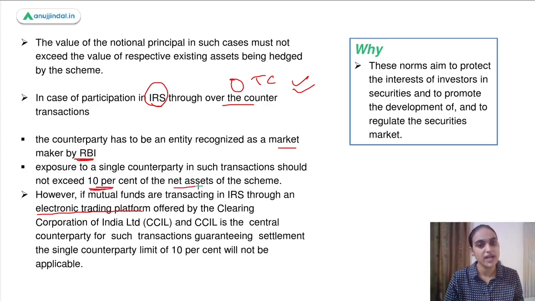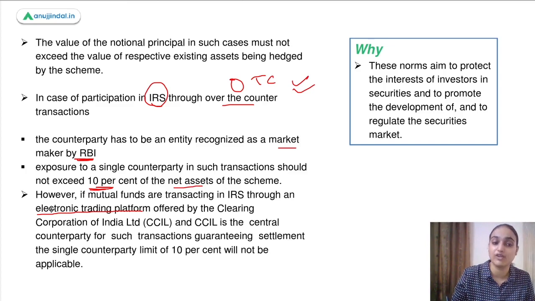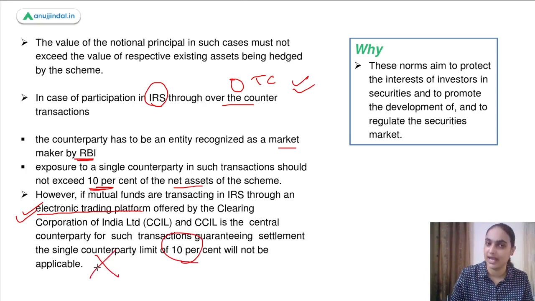So, jo bhi counterparty hai, opposite party hai, jo is contract mein aati hai, wo market maker, RBI se as a market maker recognized honi chahiye, aur single counterparty ka jo exposure hai, wo net assets jo hai, mutual fund scheme mein, usse 10% se zyada nahi hona chahiye. And if you are going through an electronic trading platform which is offered by the Clearing Corporation of India, then this 10% limit will not apply in that very case.